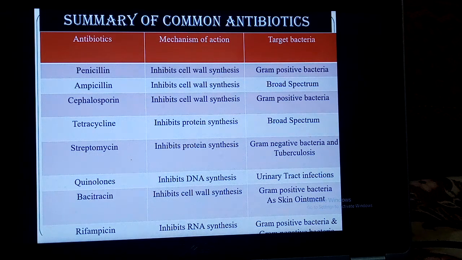While ampicillin is also called a cell wall synthesis inhibitor, it has broad spectrum activity. It means this drug can kill a wide range of microorganisms along with their spores. While cephalosporin is another group of antibiotics. They are also called cell wall synthesis inhibitors, but they are bacteriostatic in nature.